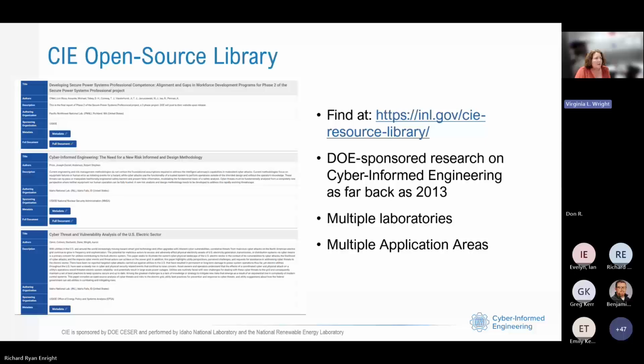In addition, we've created an open source library that takes all of the publications from Department of Energy laboratories and other Department of Energy sources and puts them in one handy place. This library contains DOE-sponsored research on cyber-informed engineering as far back as 2013, where the first mention of a cyber-informed engineer is made. It contains the work from multiple laboratories and covers multiple application areas, including nuclear energy, the traditional electric system, and even water sector.